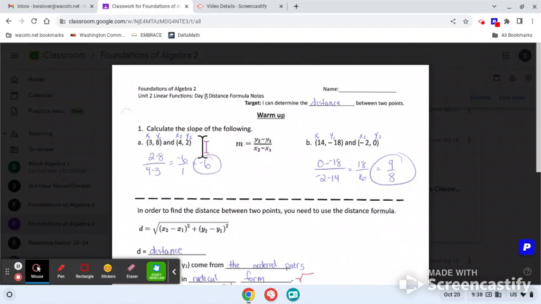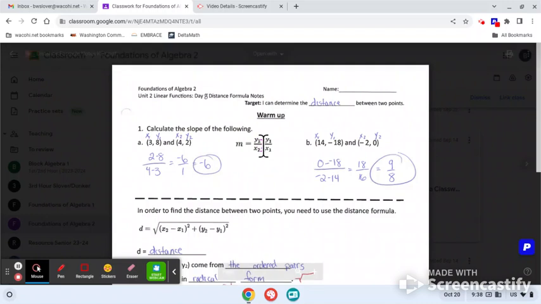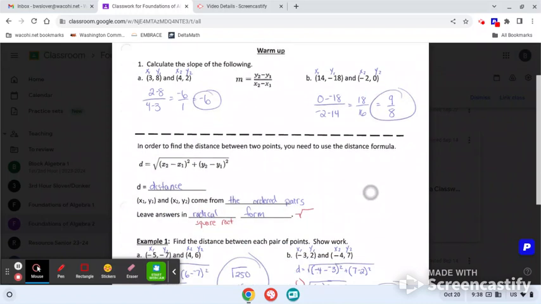And you saw that you labeled them because you had one ordered pair and then two ordered pairs, and you plugged it into this formula. That's what we're going to do today. The only difference is instead of finding the slope or the rate of change, we're going to find the distance between 2 points.